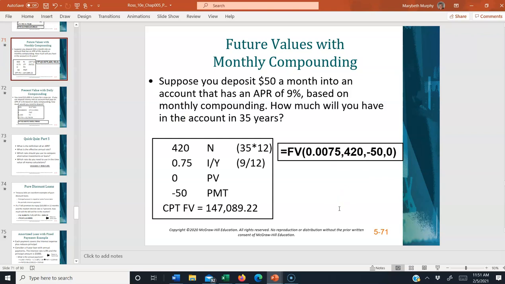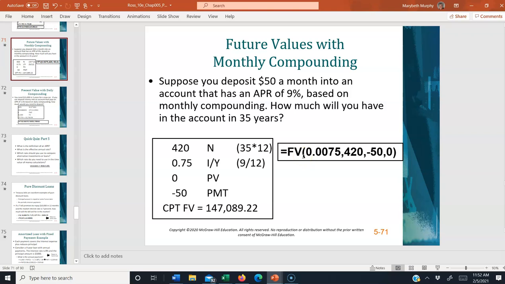Okay, suppose you deposit $50 a month into an account that has 9% APR based on monthly compounding. How much will you have in 35 years? Our N is going to be 35 years times 12 because we're making the payments monthly, so that's 420. The interest rate of 9% is an annual rate, so we're going to take 9 divided by 12, and that's 0.75. The present value is 0 because we haven't deposited anything yet. And we're going to compute the future value, and that's 147,089.22.